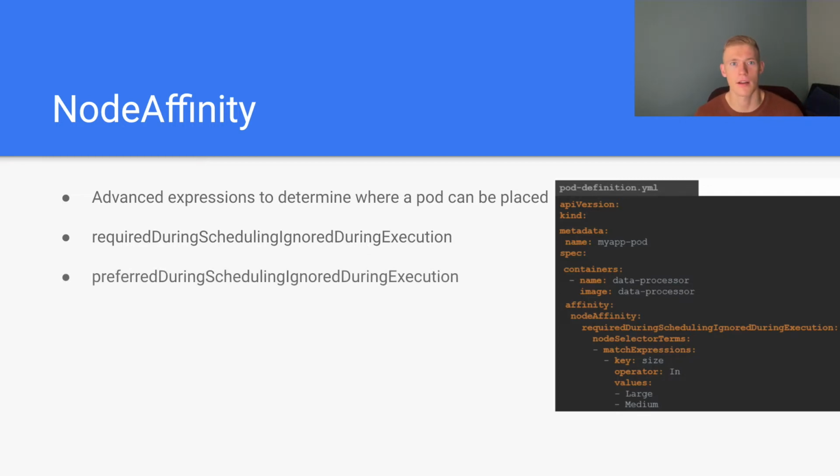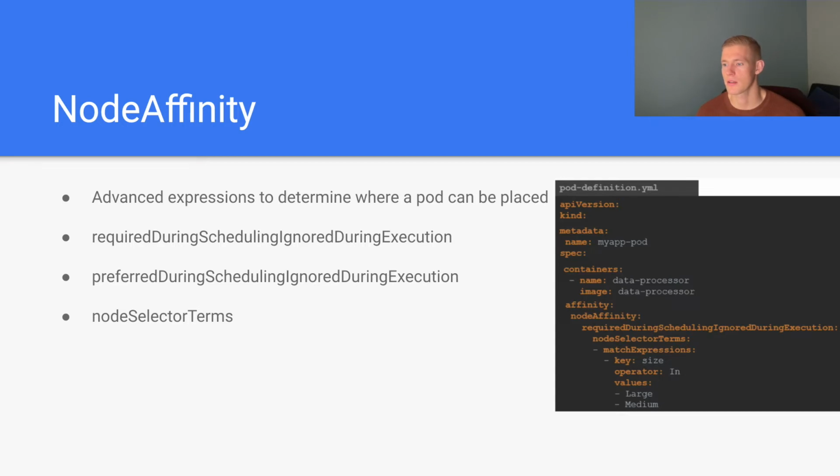The second type of node affinity is preferred during scheduling, ignored during execution. So in this case, we say that matching the expression that we have defined is a preference, but it is not required. If we don't find a node that matches the expression, the pod will still get scheduled. But if there is a node that matches the expression, that will be given preference.